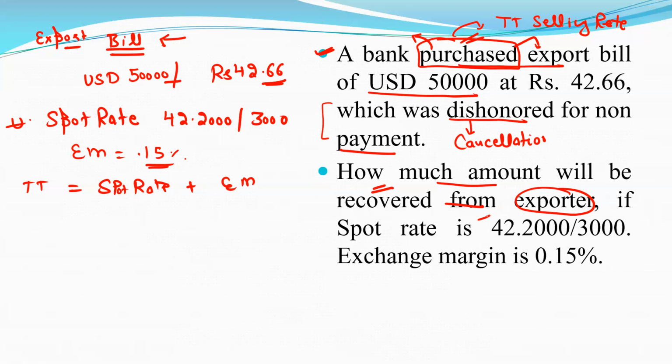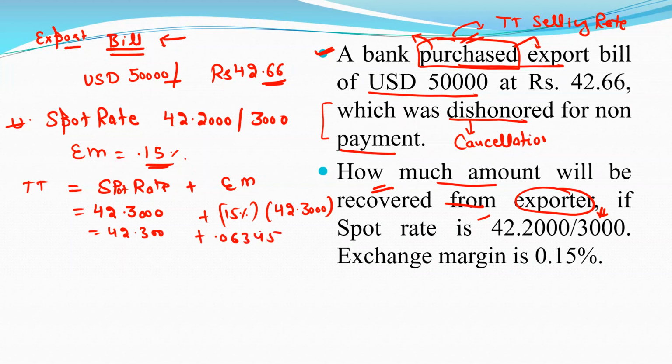We always sell at the high price. So this comes out to be 42.3000 plus the exchange margin, 0.15% of 42.3000, which is 0.06345. When we add this, it comes out to be 42.3635. Here we want the amount, so we will have to multiply this by 50,000.